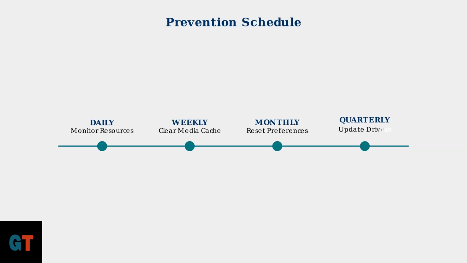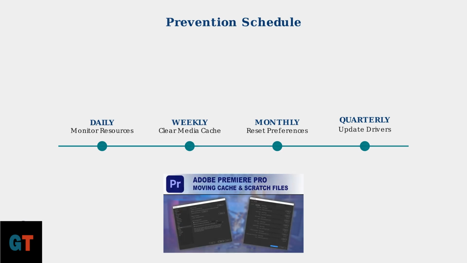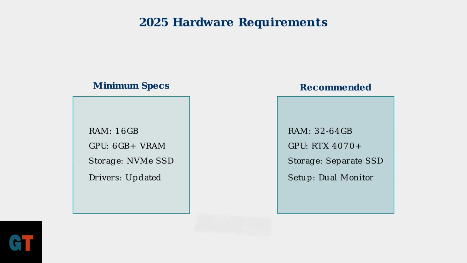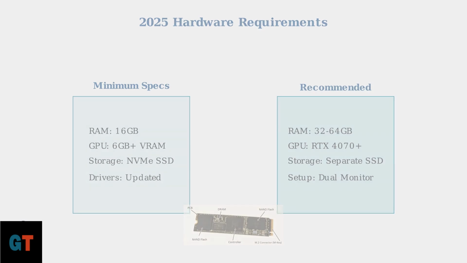Follow this maintenance schedule. Monitor system resources daily, clear media cache weekly, reset preferences monthly, and update drivers quarterly. For optimal performance in 2025, ensure your system meets these standards. Minimum 16 GB RAM with 32 GB recommended, a dedicated GPU with 6 GB or more VRAM, and an NVMe SSD for cache storage to handle complex graphics efficiently.